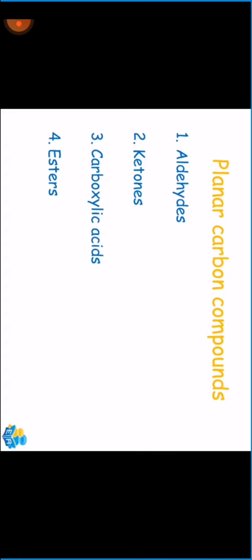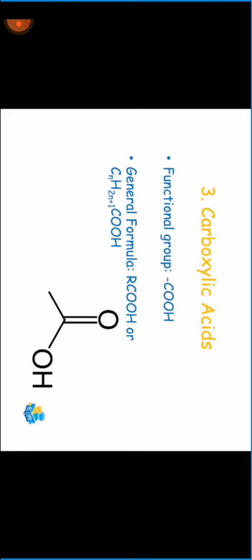So we're going to look at planar carbon compounds in this video, and from our slide here you can see that there's 4 planar carbon compounds. There's aldehydes, ketones, carboxylic acids and esters. We've already addressed aldehydes and ketones in another video, so in this video we're going to look at carboxylic acids and esters. So the first thing to always look at is the functional group of a compound.